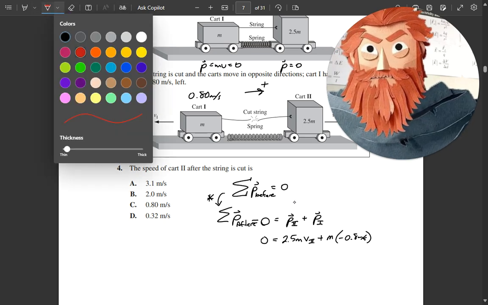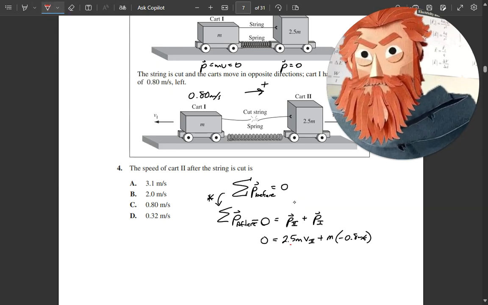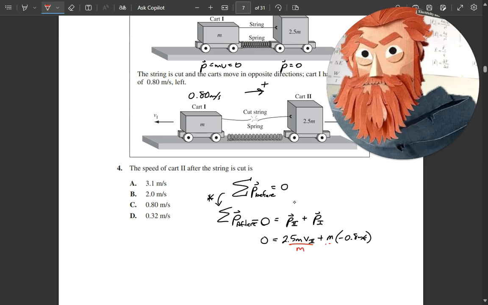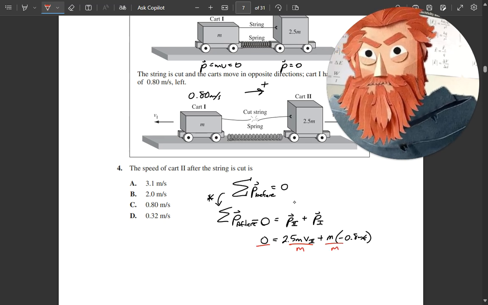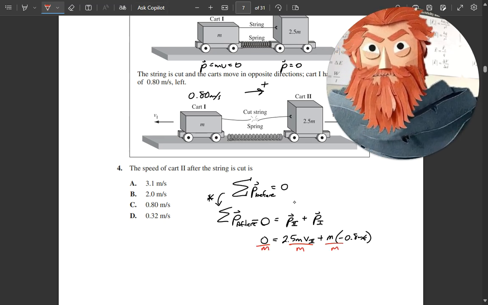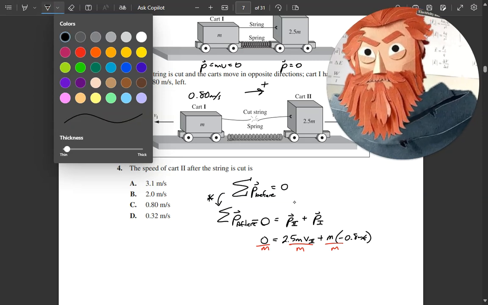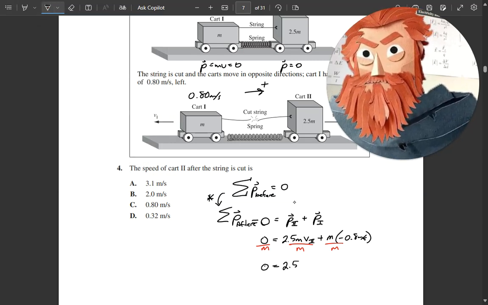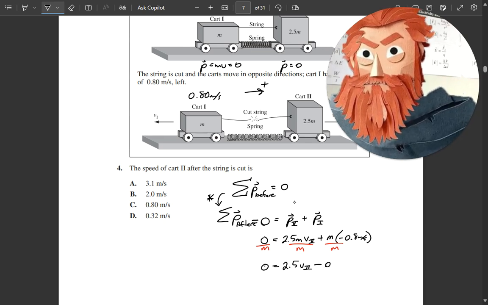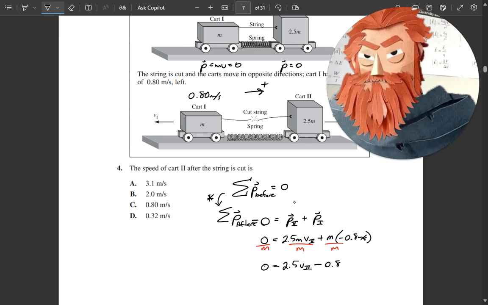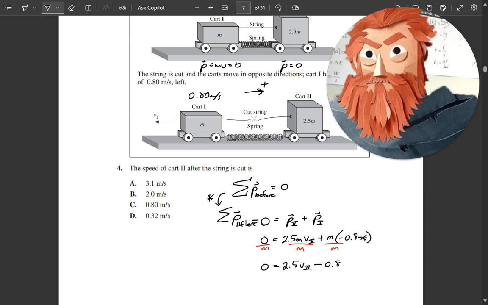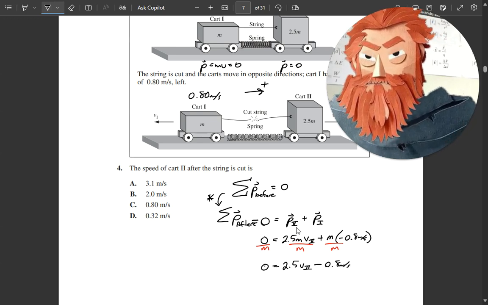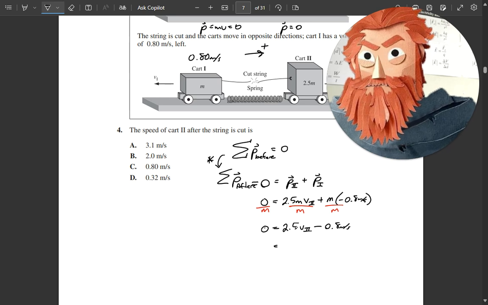So I'm going to take this mass here. Because it's equal to 0, this is allowed. Divide by m, divide by m, divide by m. No more masses. Okay, so all the masses are gone, because 0 divided by mass is 0. Here we just have 2.5 v2 minus 0.8 meters per second. And my goal is just to find what v2 is. So let's just do that.